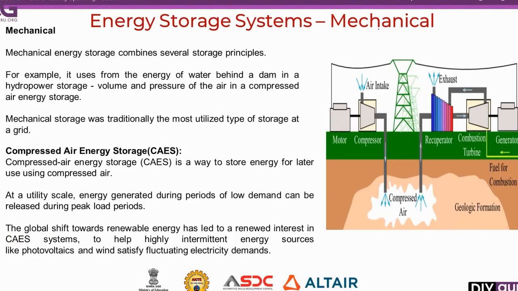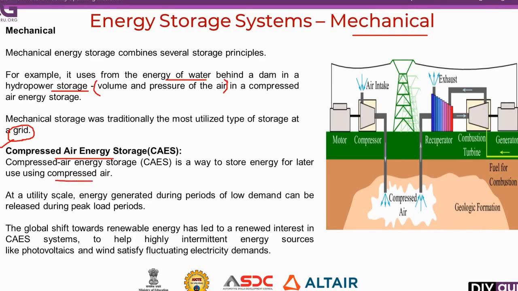Now we will see about mechanical energy storage systems. See, mechanical energy storage combines several types of storage principles. For example, energy of the water can be stored behind a dam in a hydropower storage system, and in the case of compressed air energy storage system, we will consider volume and pressure of the air as the storage element. Mainly, mechanical energy storage systems are used for grid connected applications. The first one is the compressed air energy storage, which is shortly called CAES. It is a way of storing energy with the help of compressed air.